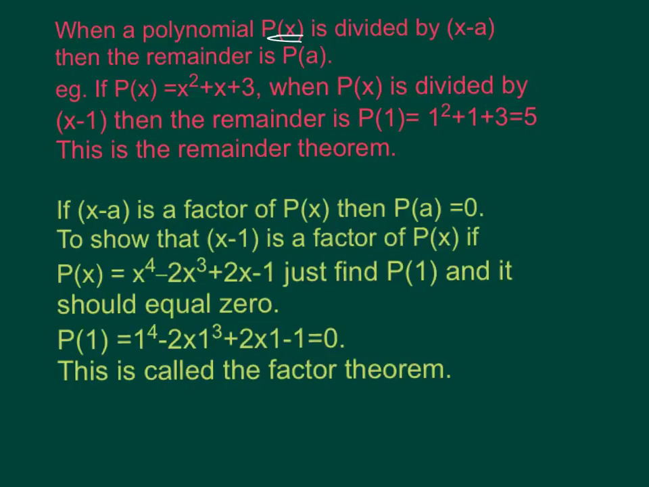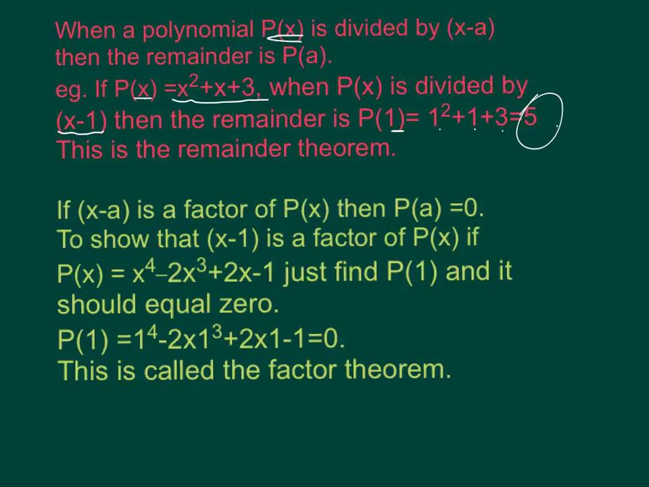So if we've got our polynomial, we'll denote it by p(x). If it is x squared plus x plus 3, and we want to divide that polynomial by x minus 1, then by plugging in 1 for x, we get 1 squared plus 1 plus 3, which equals 5. So the remainder when you divide x squared plus x plus 3 by x minus 1 is 5. That's called the remainder theorem. We'll have a look at how to do that another way, but that's just a little bit of an introduction.